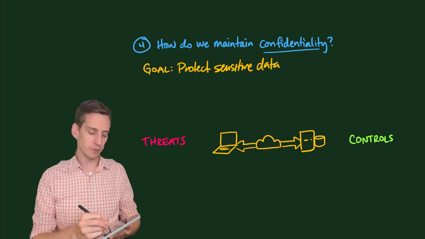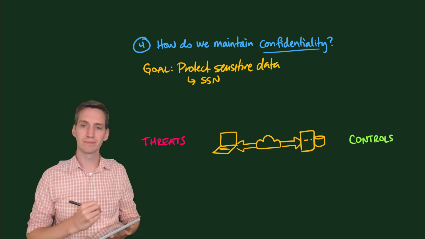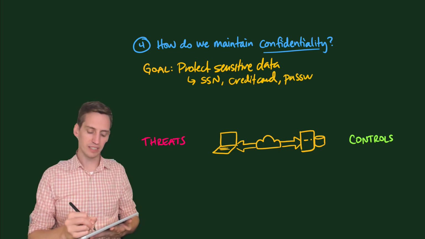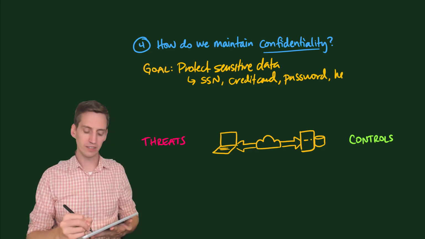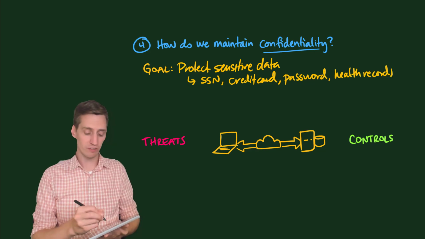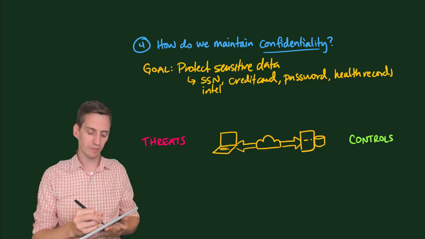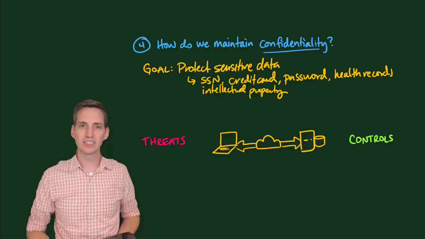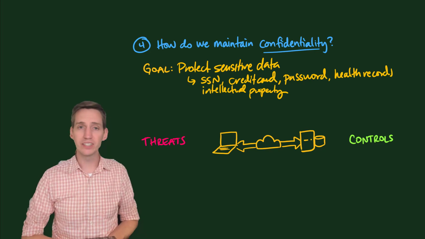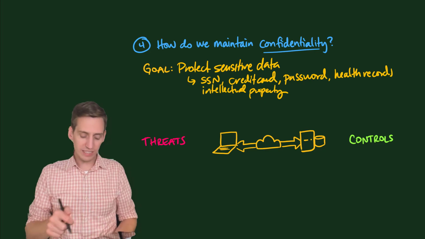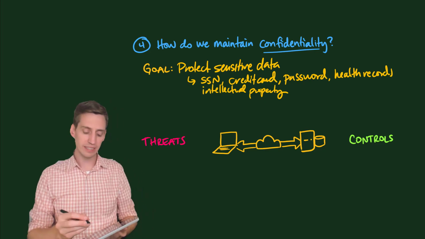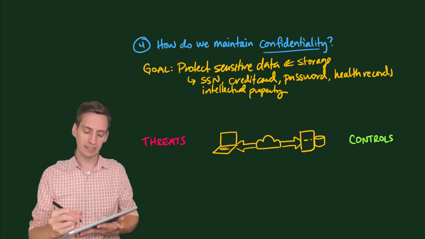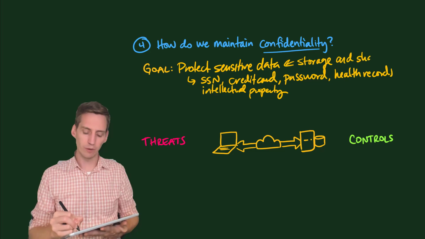Some examples here might be a social security number, someone's credit card or payment information, the password that they use to access company systems, health records, and especially companies are very concerned about intellectual property. Unpublished ideas, patents, and specific technology that gives them a competitive advantage. So all these things we want to protect, and more specifically, with this sensitive data, we want to protect the storage of the data and the sharing of data across networks.